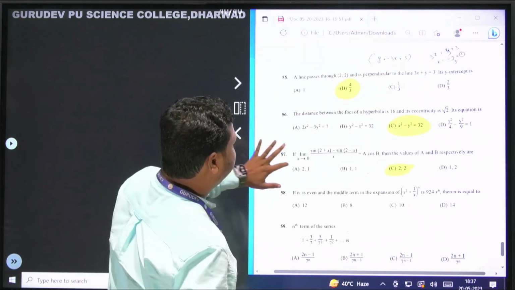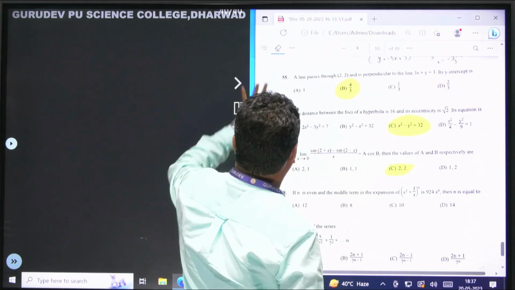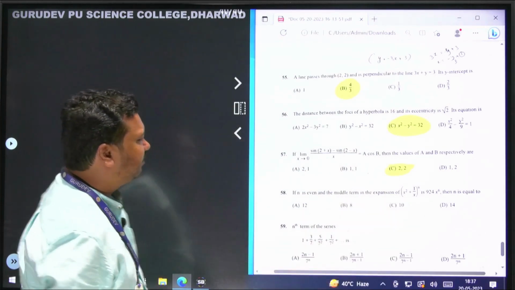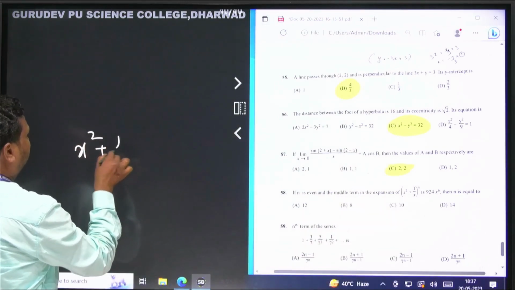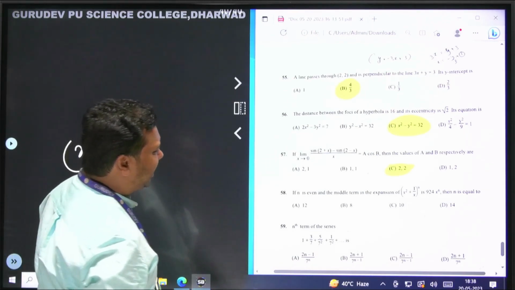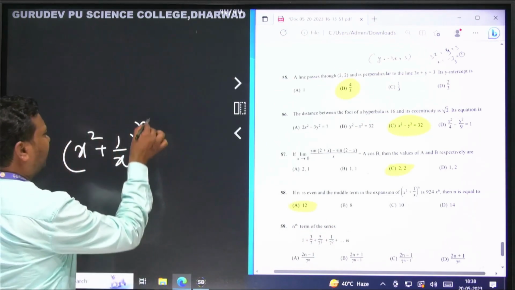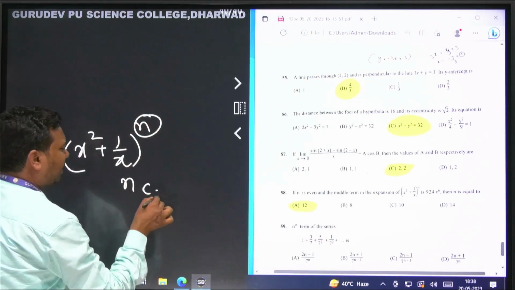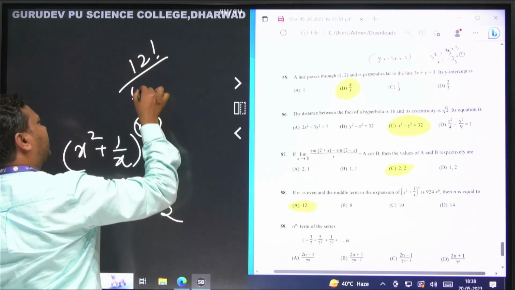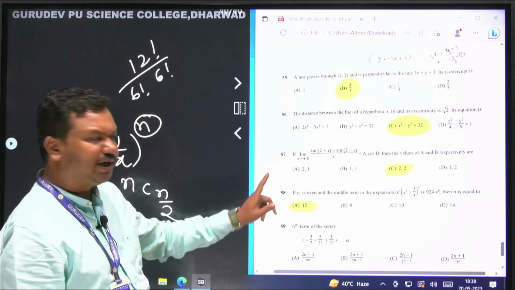Next, if n is an even number, middle term of the expansion x square plus 1 by x to the power n, then they have given 924. So when I tried it, I got the answer as 12, right? We know that whenever n is an even number, the formula for the middle term is nCn/2. So the answer should be 12 factorial divided by 6 factorial into 6 factorial. Simplify, and you will get the answer as option A.